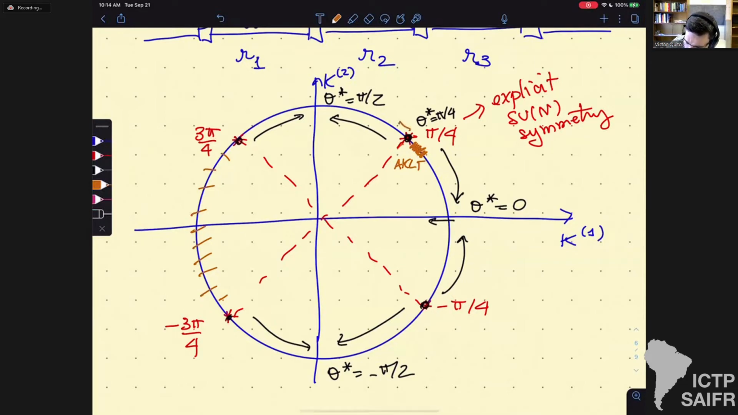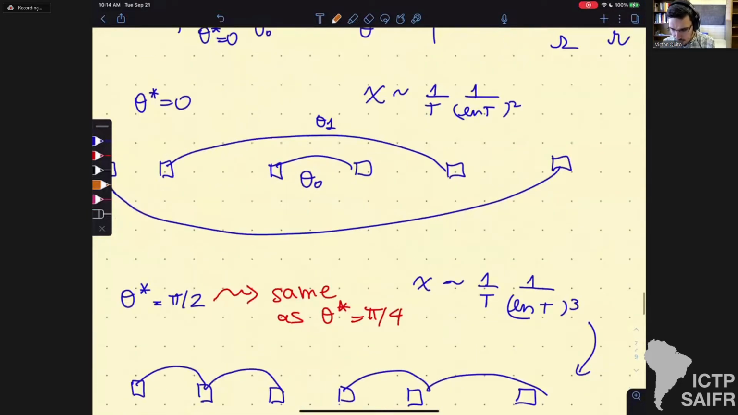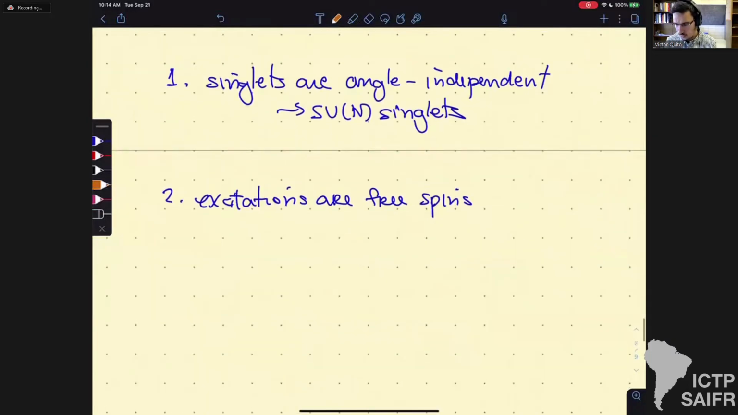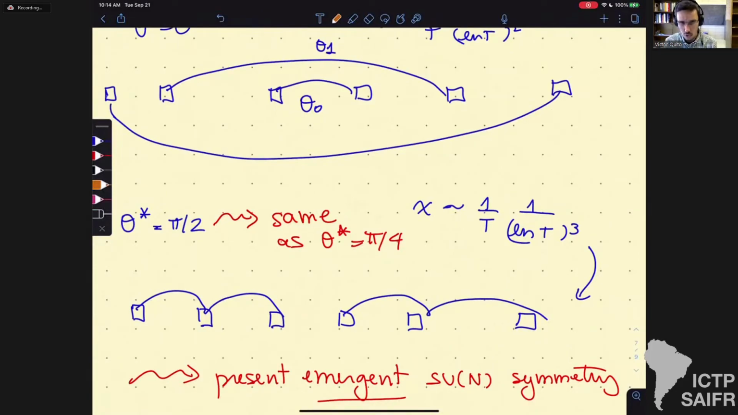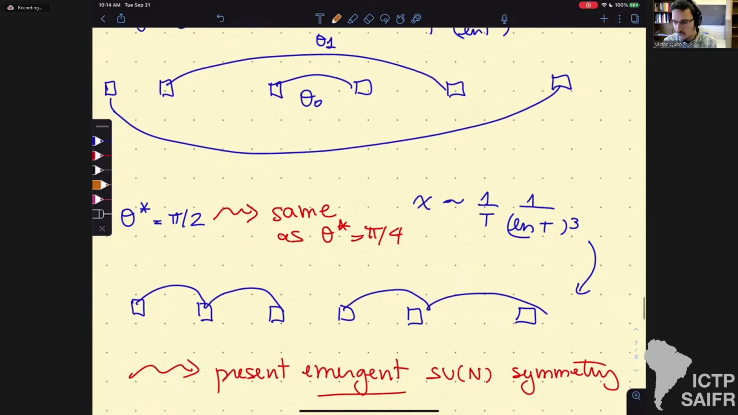So here, instabilities in this direction, they flow to pi by 2. Instabilities that go in this direction here, they are harder. But if you start exactly at pi over 4, then you don't flow. Okay, and what is the behavior exactly at pi over 4? The behavior is the same. The exponents are the same exponents as pi by 2. And the ground state, the singlets, the structure is the same as at pi by 2.